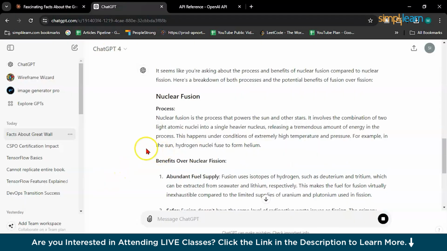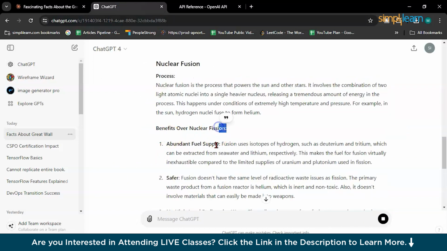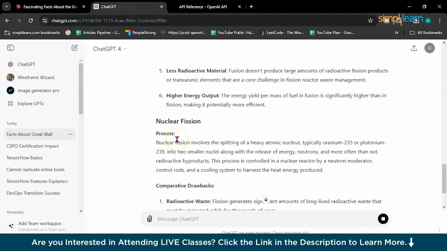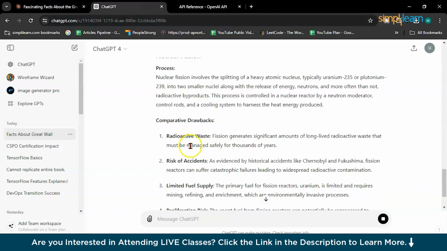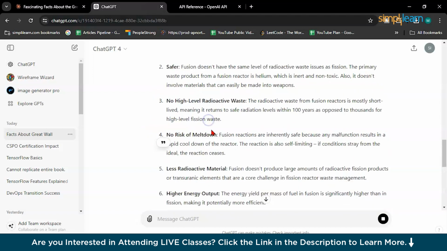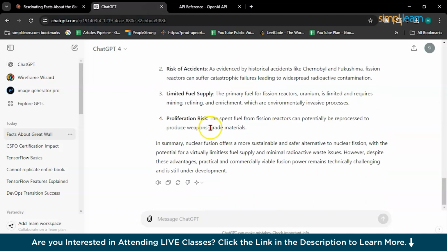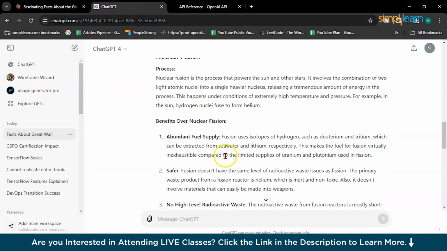Okay, so now if we see, first it is telling the process, then the benefits of nuclear fission. Okay, it's writing more. Maybe the process is long, I don't know. And here it is giving some drawbacks. First benefits, then drawbacks. And after that, the summary part.